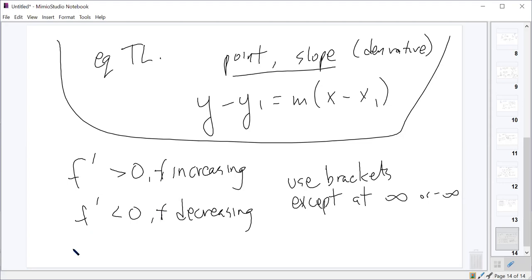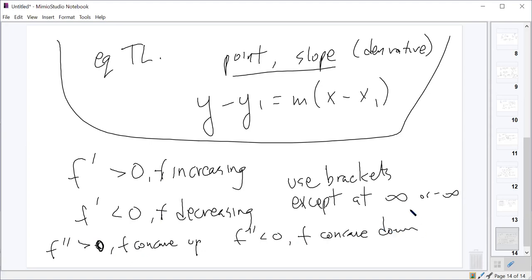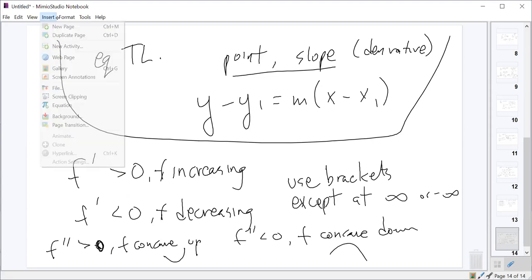We can take our second derivative, right? Take the second derivative of any function easily enough by just taking the derivative of the derivative. f double prime greater than 0 tells us that f is concave up. f double prime less than 0 tells us that f is concave down. And we'll remember that we can find points that are local maxima and local minima by looking for when the derivative is 0 or when the derivative is undefined, right?